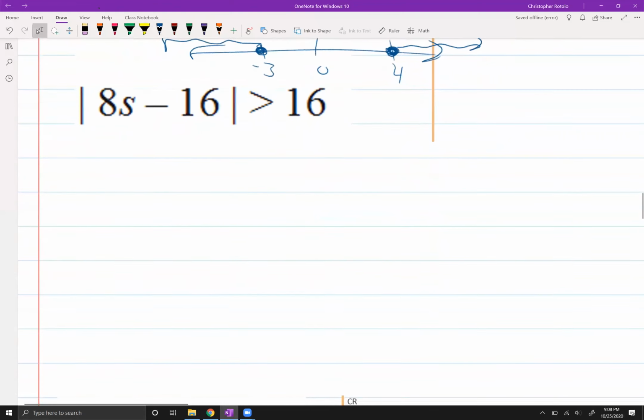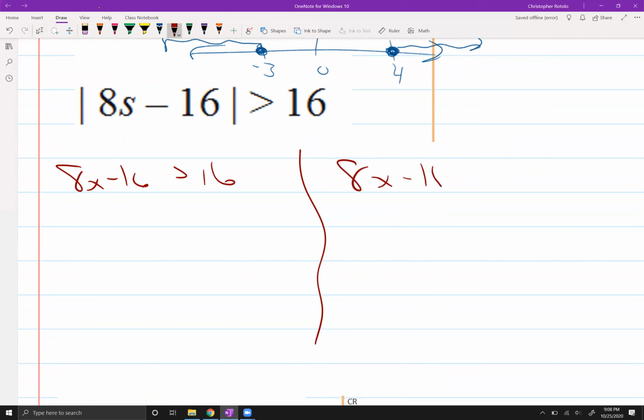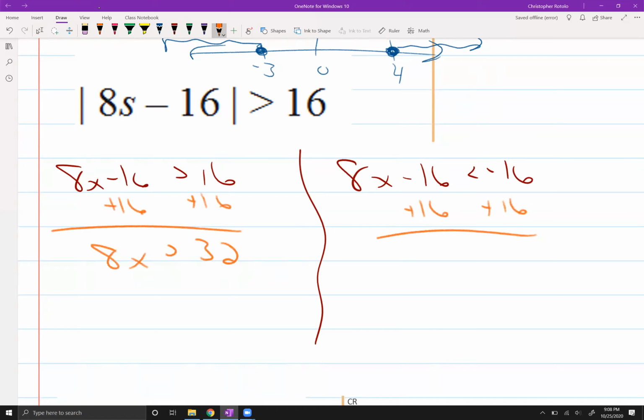All right, next problem we have, kind of the same thing. 8x minus 16 greater than 16. 8x minus 16 less than -16. All right, let's see what happens here. We know we're going to add 16 all over the place. So 8x is greater than 32, and 8x is less than 0.